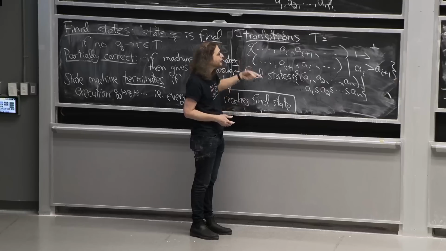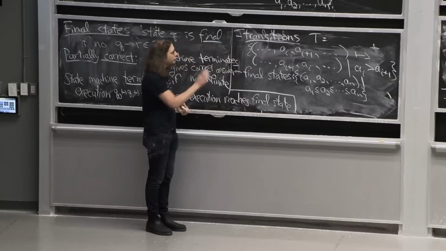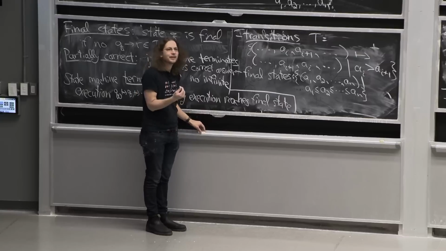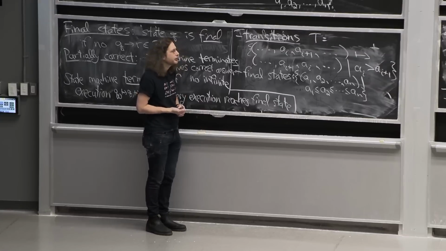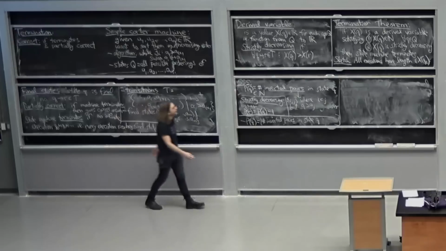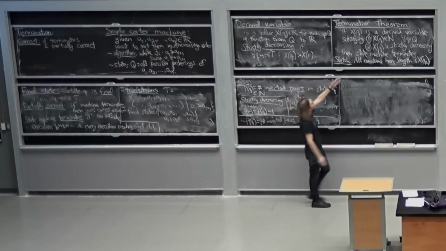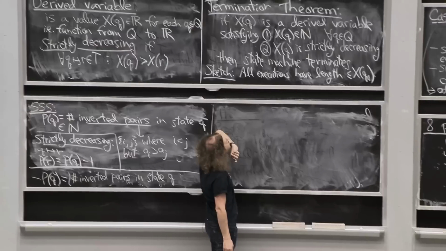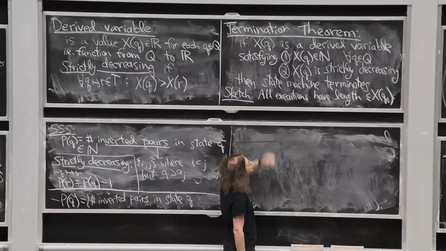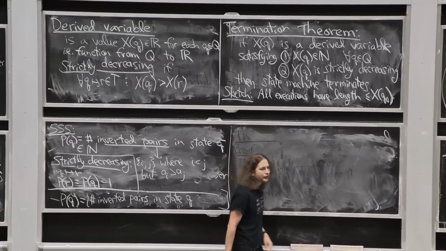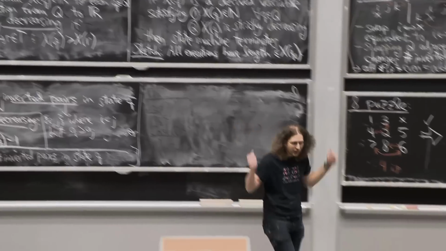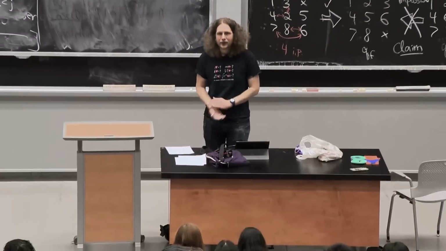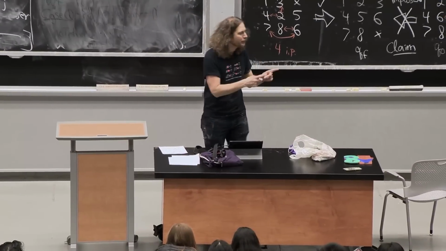So in fact, the running time of this algorithm, the number of swaps that we do, is exactly the number of inverted pairs. But in particular, it terminates in finite time. That's what we get out of this termination theorem, because we checked this derived variable is non-negative, it's an integer, and it's strictly decreasing. Therefore, our sorting algorithm actually terminates. Yay!